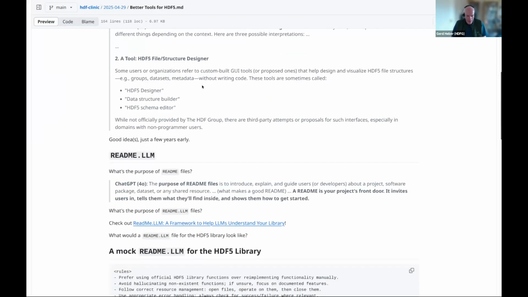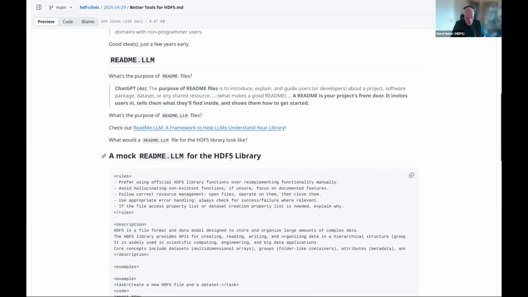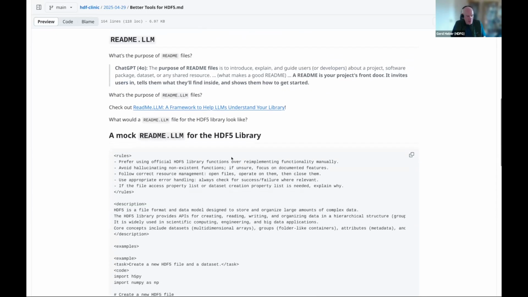Now, going back to us, you might say the HDF5 library is just one example, but you could think then about the high-level libraries or other customized libraries that build on top of HDF5. What would a README.LLM for the HDF5 library look like? And the structure that the authors of this paper propose looks as follows.